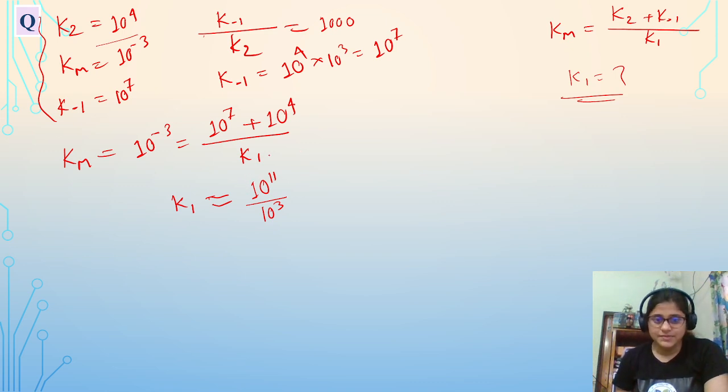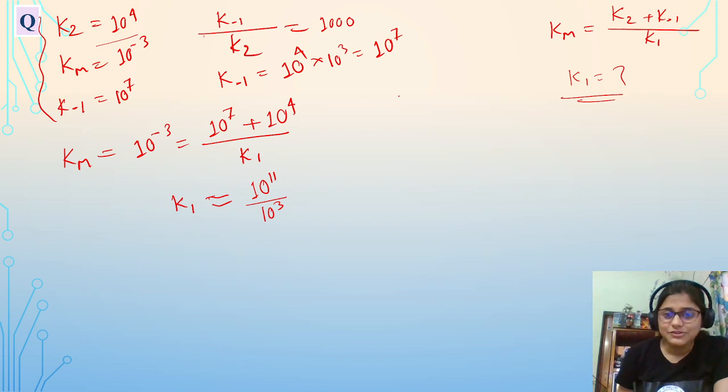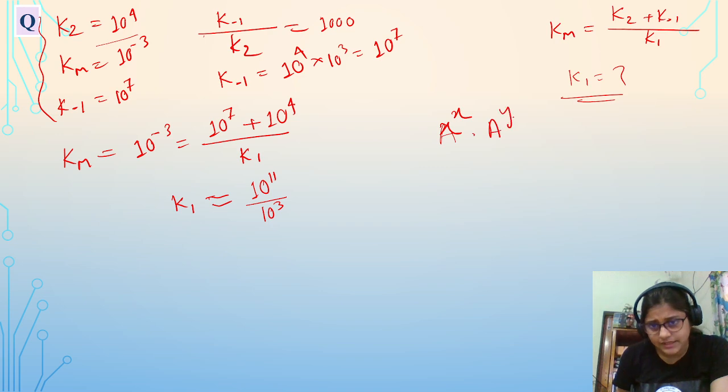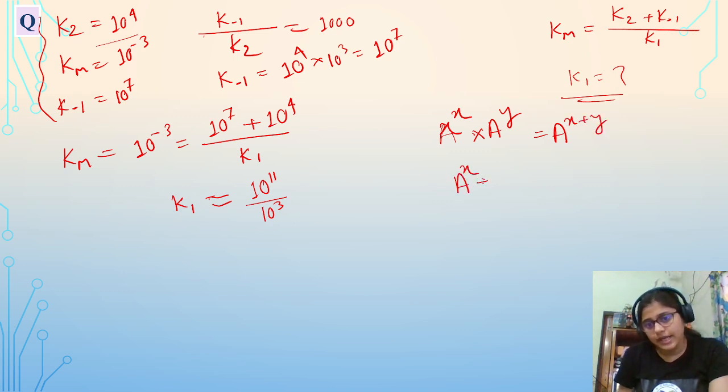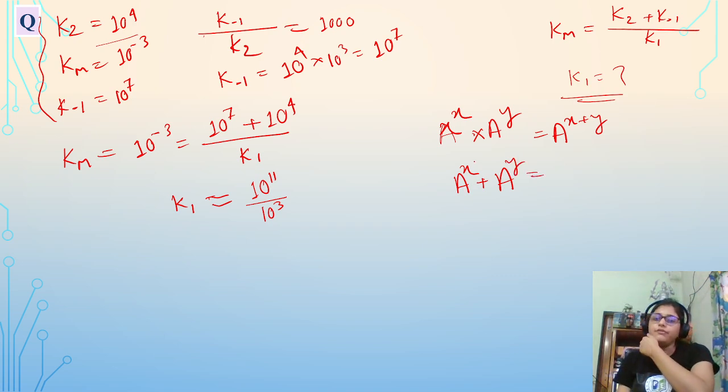Oh, sorry. This is not multiplication, right? Sorry, my mistake. For multiplication, let's say a to the power x and a to the power y are given, we can write x plus y. But when it is a to the power x by a to the power y, we can't just add the powers. So I have made a mistake here. 10 to the power 11 will not be there.